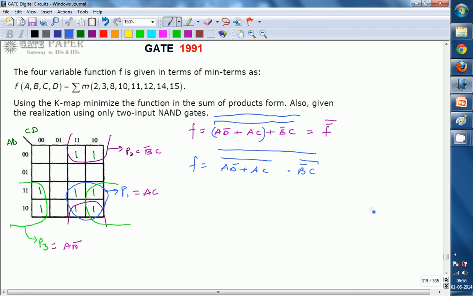So the meaning is that here you are going with 2 input NAND gates. Only 2 input NAND gates we have to use, so we connect them in this way.